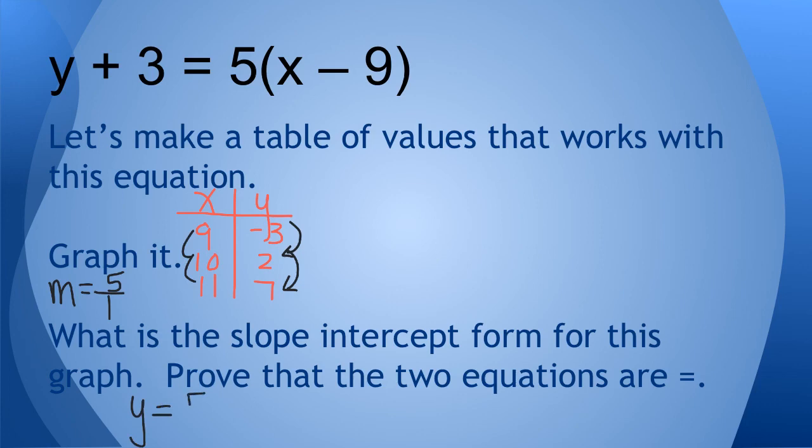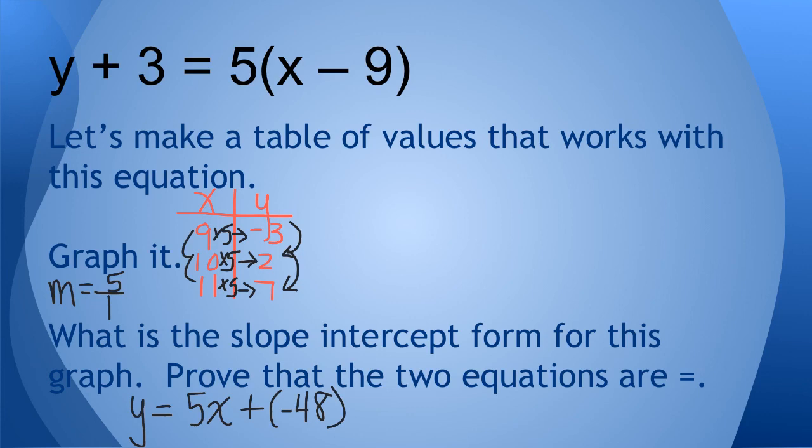So I'm going to take that times the x value and possibly have to adjust. So if I take 9 times 5, I will not get negative 3. I'm going to have to adjust a bit. 10 times 5 will not give me 2. I have to adjust a bit. And 11 times 5 will not give me 7. I have to adjust a bit. And the adjustment actually is kind of a big bit, negative 48.